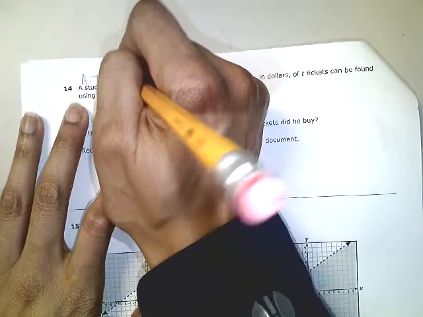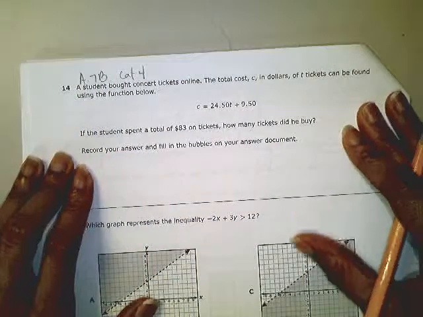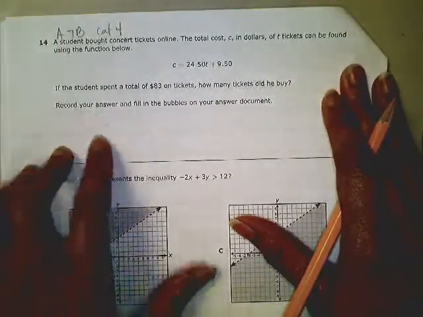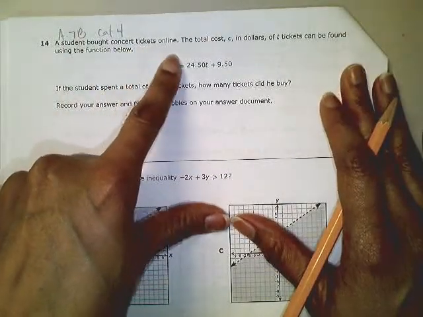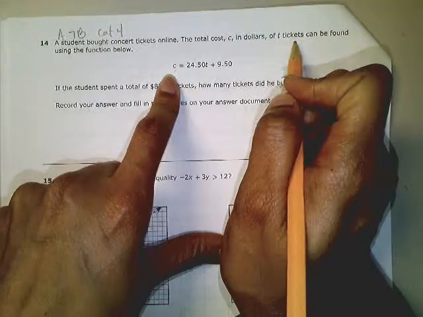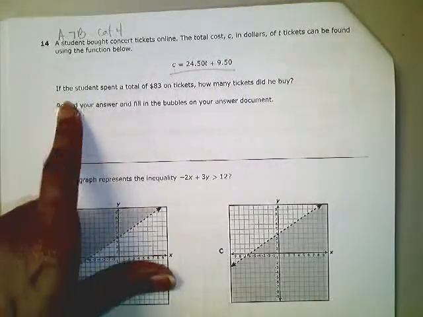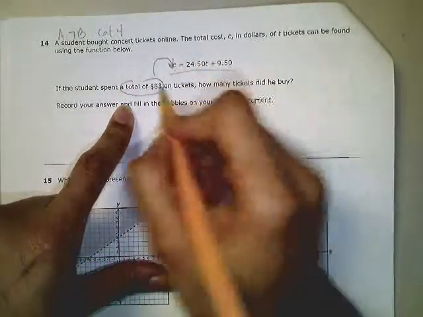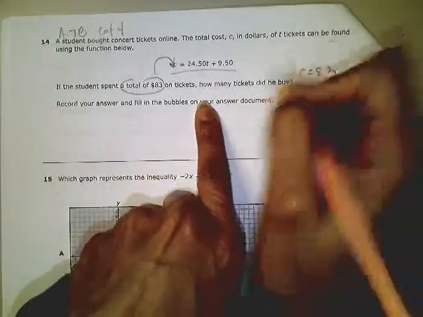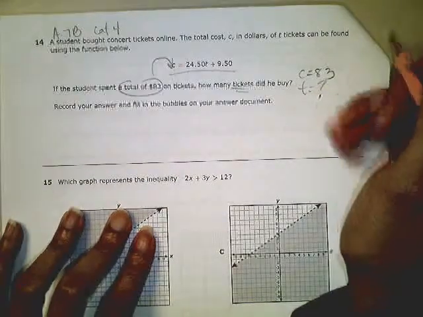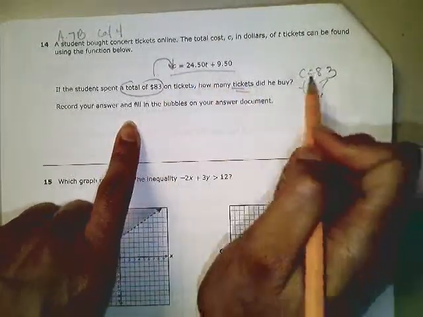All right, 14. Number 14 is TEAC 8.7b, and this is category 4. Category 4 is linear equations and inequalities. All right, this is a bubble. A student bought concert tickets online. The total cost C in dollars of T tickets can be found using this function. If the student spent a total of $83, C equals 83. How many tickets did you buy? T is question mark. This is a simple substitute and solve. We're solving for T, we're substituting C for 83.